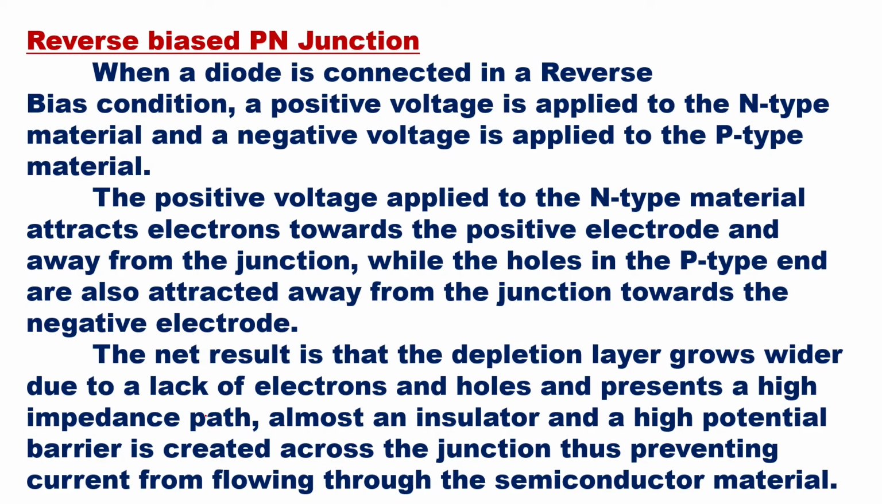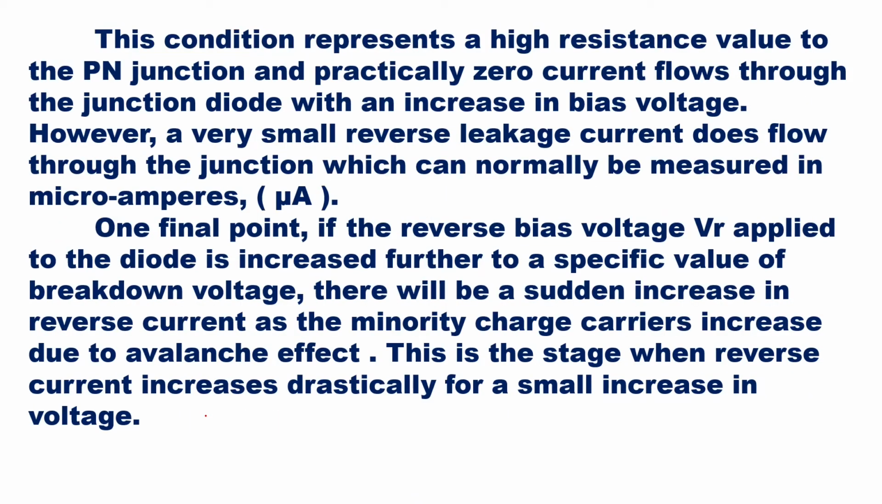Almost it acts as an insulator, and a high potential barrier is created across the junction, thus preventing the current from flowing through the semiconducting material. This condition represents a high resistance value of the PN junction and practically zero current flowing through the junction diode with an increase in bias voltage. However, a very small reverse leakage current does flow through the junction, which can normally be measured in microamperes. This is because of the minority charge carriers.